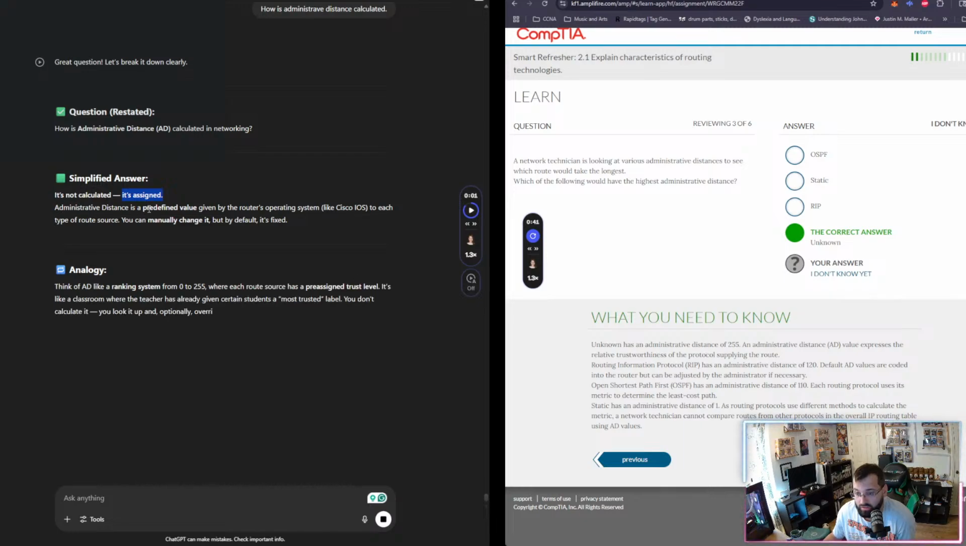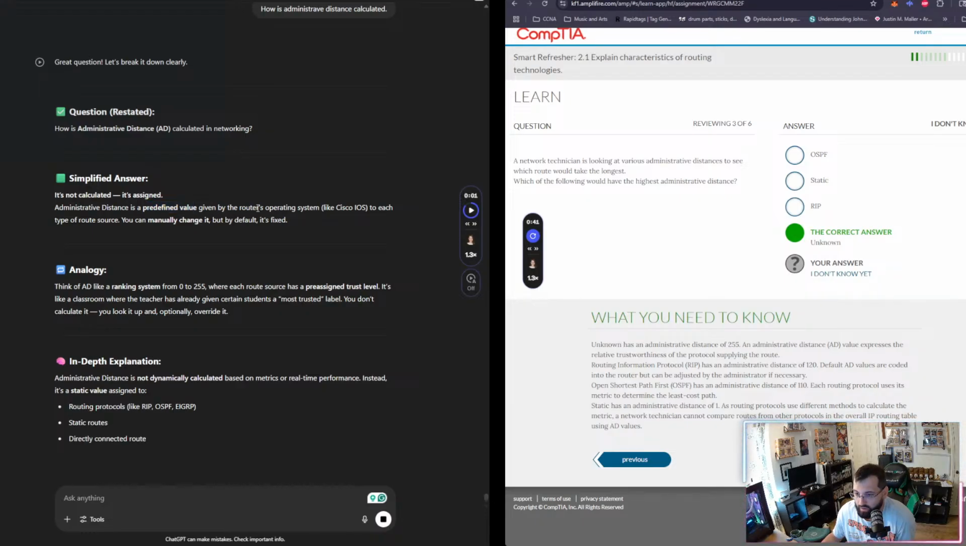Oh, administrative distance is, okay. I know it's the preferred value, but where do you get that value from? It's given by the router's operating system, like Cisco's IOS, to each type of route source. You can manually change it but by default it is fixed. Think of AD like a ranking system, 0 to 255, where each route source has a pre-assigned trust level. It's like a classroom where the teacher has already given certain students a most trusted label. You don't calculate it. You look it up and optionally override it.